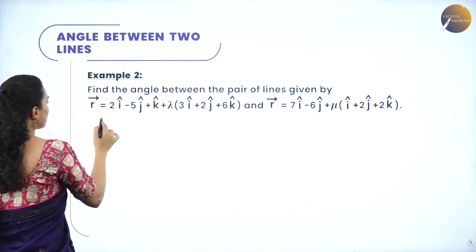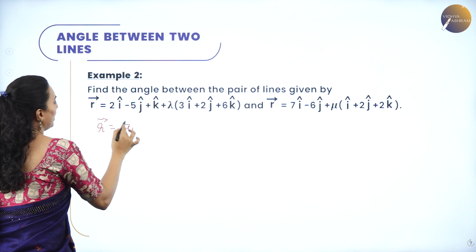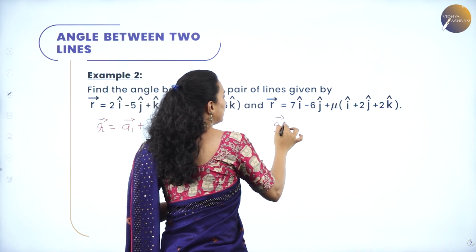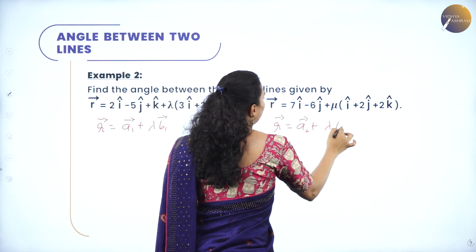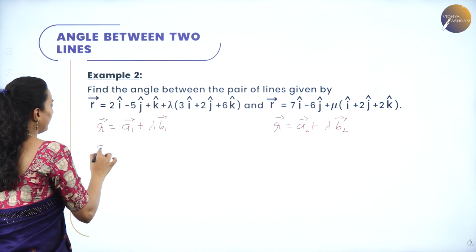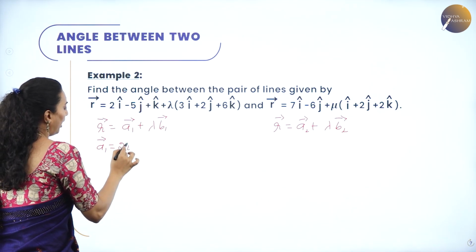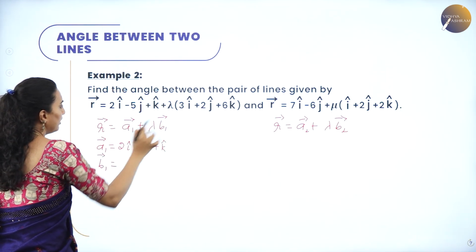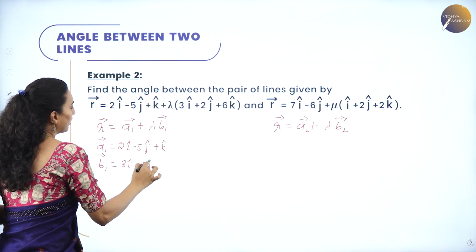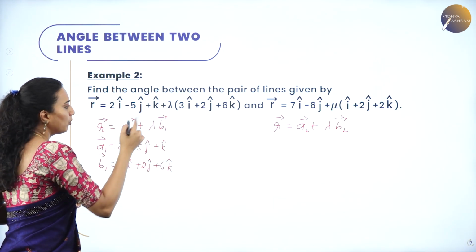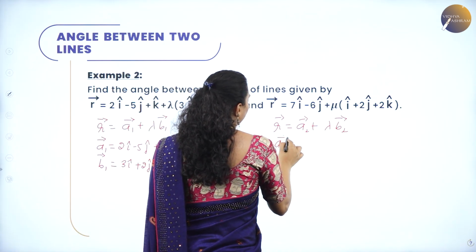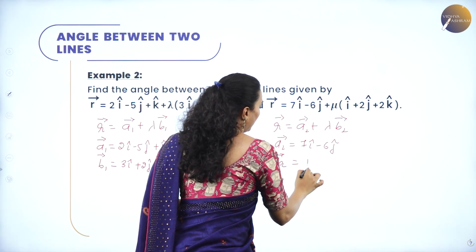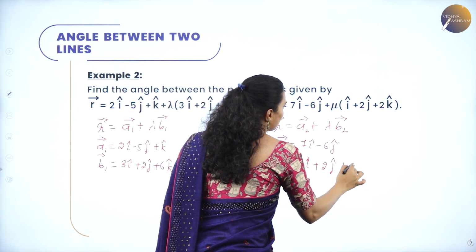Now this is in the form of r vector is equal to a1 vector plus lambda into b1 vector. Similarly, this is in the form of r vector is equal to a2 vector plus mu into b2 vector. Now, you have a1 vector, let me write it here, which is 2i minus 5j plus k. Similarly, b1 vector is 3i plus 2j plus 6k. Similarly, a2 vector is 7i minus 6j, and b2 vector is i plus 2j plus 2k.